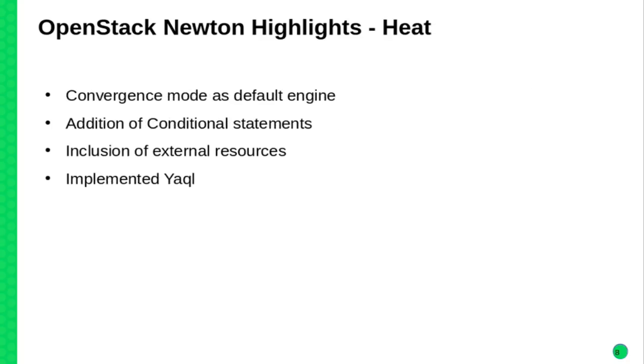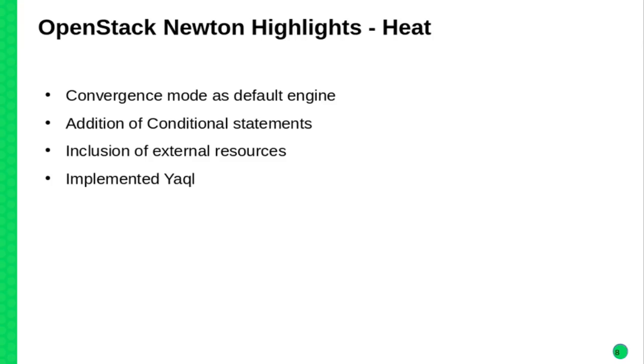Heat is the orchestration engine. There's a couple different modes that you can run that in. It turned out that most customers manage this through what is called convergence mode, where it speeds up how fast Heat resolves any requests for resources. That was not the default, so they switched to the default just because that was what most people were doing, and it speeds things up.